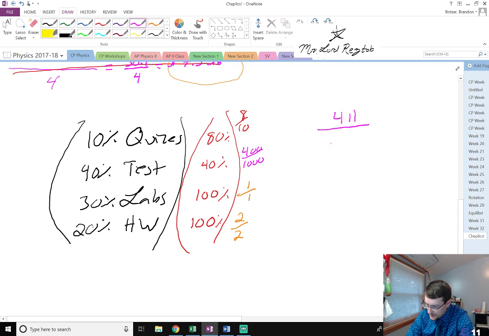4,011 out of 1,013, which is approximately a 40%, if you were just to add up all the points and do it the traditional way.